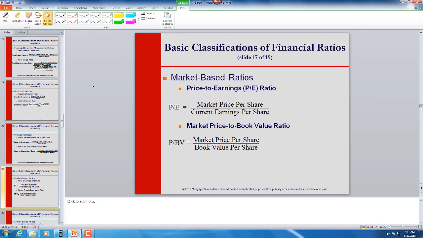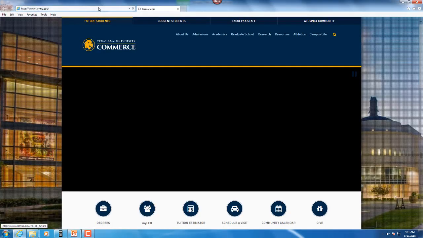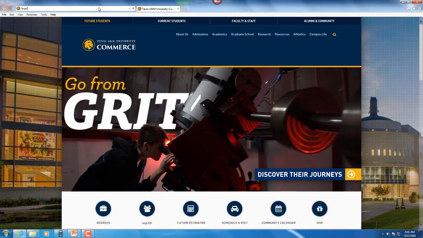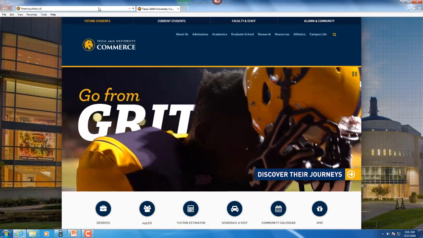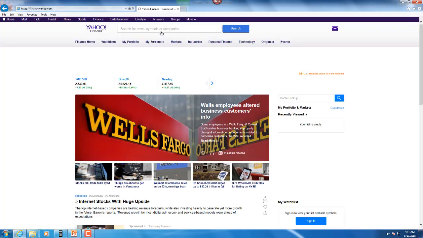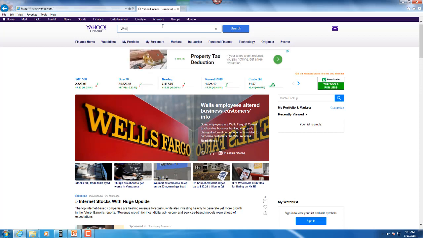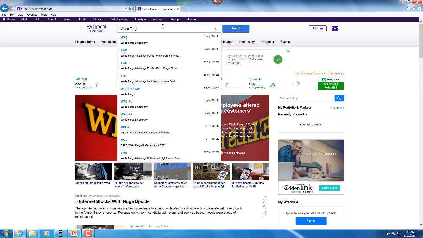Market-based ratios are a very important set of ratios, especially when you consider how people value stocks. Like, for example, let me go here. I'll show you another one here, finance.yahoo.com. Now go here and let's type in Wells Fargo, since that is there. WFC, let's go there.